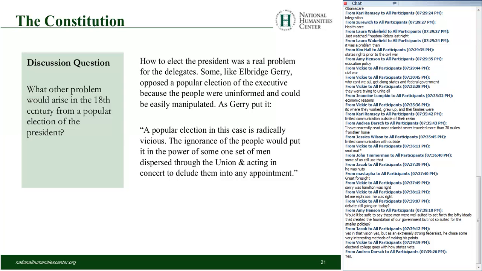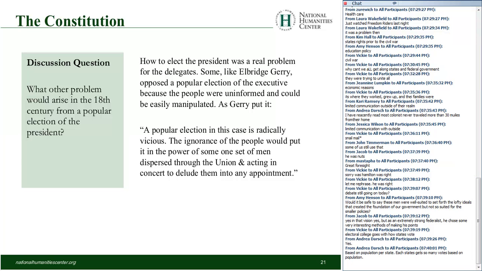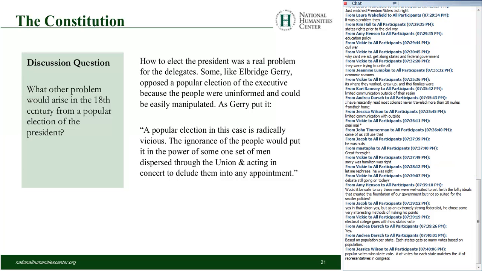They were really there. I'm not so sure that they weren't suited for smaller policies. If you read Madison's notes, boy, these guys could argue over the tiniest issues. I think, though, Hamilton was the true genius about how to create public policies that would make for a strong nation. So yeah, Vicki, the Electoral College goes with how states vote.